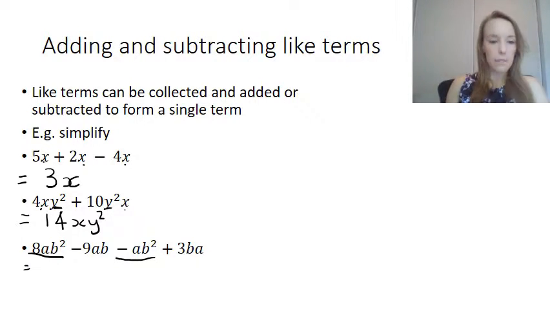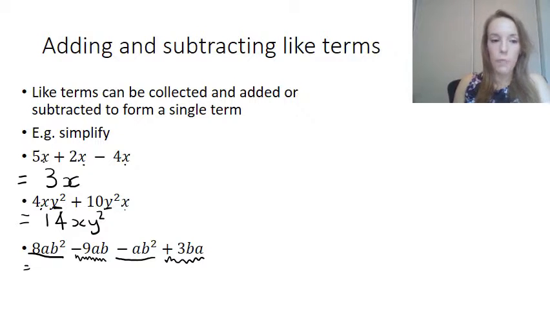For our second one, I'm going to do a dotted, wiggly line. We've got an ab, and its like term is over here, ba. Even though it's been switched around, with the b coming first in the second one, it's still a like term because they're still the same pronumerals and they're still being raised to the same power. So if I was solving this, I would rewrite it with the like terms next to each other, just so it's a little bit clearer.